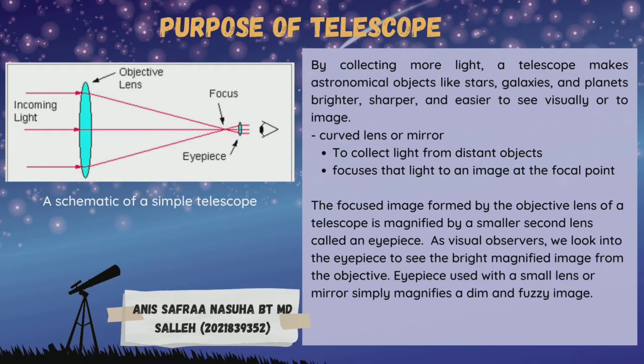The detail and brightness of an image all comes down to the amount of light collected by the objective lens or mirror, and that depends on the diameter of the objective, also called the aperture. Like a big bucket collects more raindrops than a small bucket, a big objective collects more light than a smaller one.